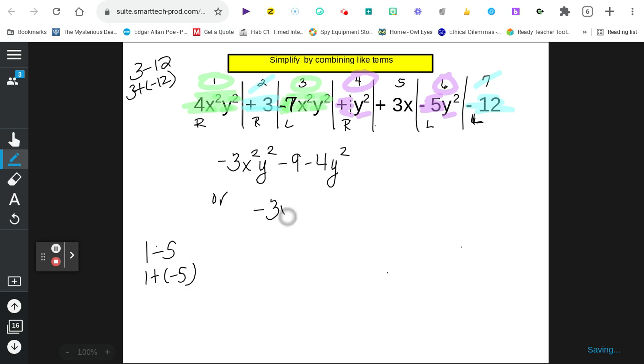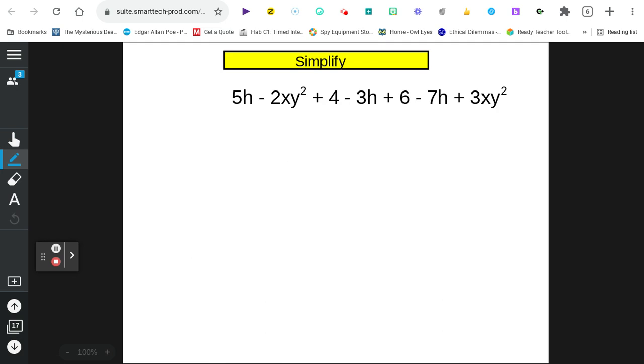Now, like I said, lots of people like to write that constant of -9 last. It's totally up to you. I didn't even have to put that -3x to the second power, y to the second power first. Just, again, make sure you get the signs right. All right, pause the video and try this one. And this is what you should have.